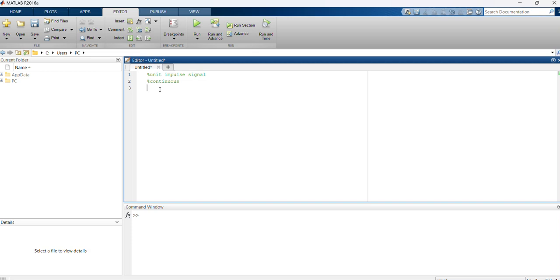Hello everyone. So let's see the unit impulse signal. First, we know that the unit impulse is 1 at 0. At 0, the signal is 1. Elsewhere, it is 0. So then space: I need from -3 to 3. And for example, I need 1001 points.